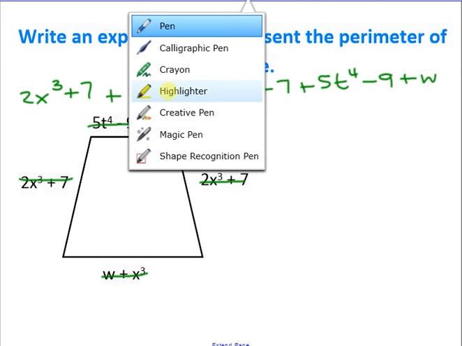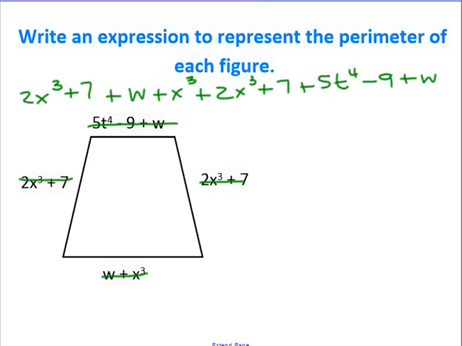Alright, let's combine like terms here. So, we have 2x to the third. Do we have any other x to the third? Yep, here's a plus x to the third plus 2x to the third. That's it. Alright, here's a plus 7. Do we have any other numbers? Yep, plus 7 minus 9. Okay. Now here's a plus w. Any other w's? Here's a plus w. And then plus 5t to the fourth is by himself.